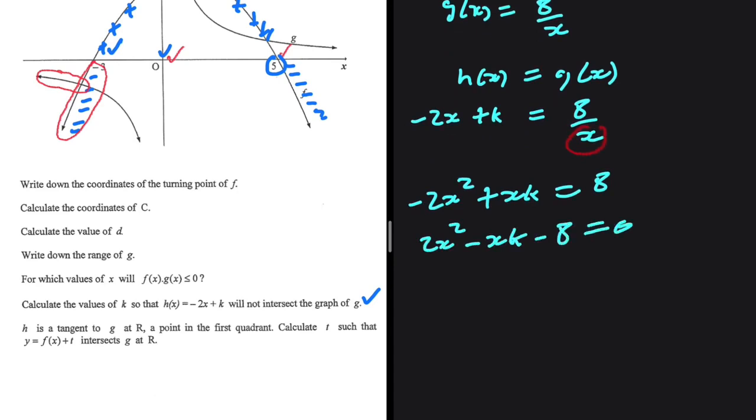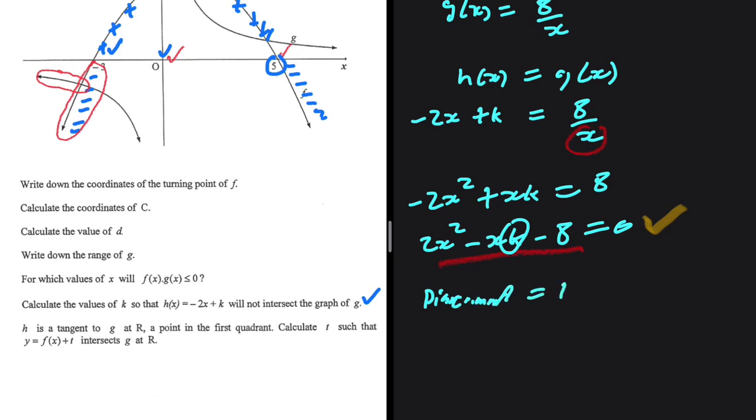I think most people will probably get to this point, but now you're stuck. You don't know how to carry on anymore. Well, as you can see, this is a quadratic equation. We're looking for values of k for which the two graphs won't touch. So basically, you have to find the discriminant of this quadratic equation. Let me show you how.